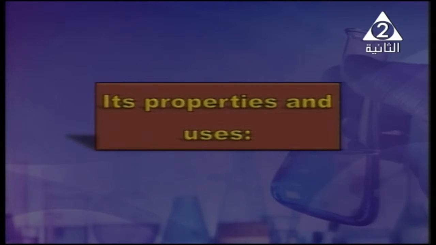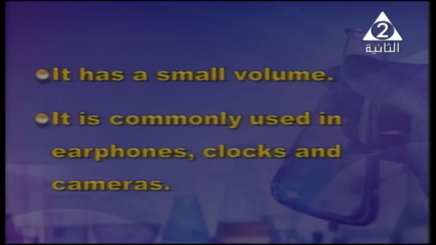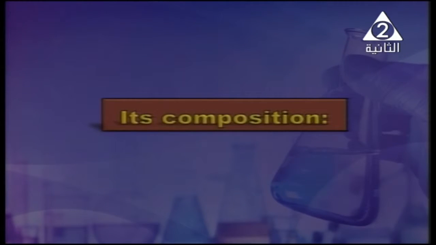Its properties and uses. It is manufactured in the shape of a cylinder or disc. It has a small volume. It is commonly used in earphones, clocks, and cameras. Its composition. What about the composition of this cell?